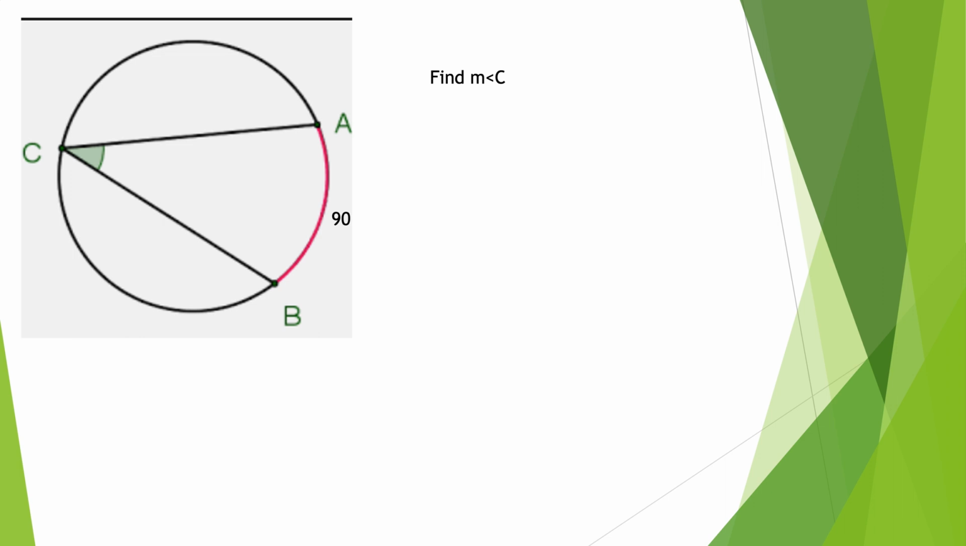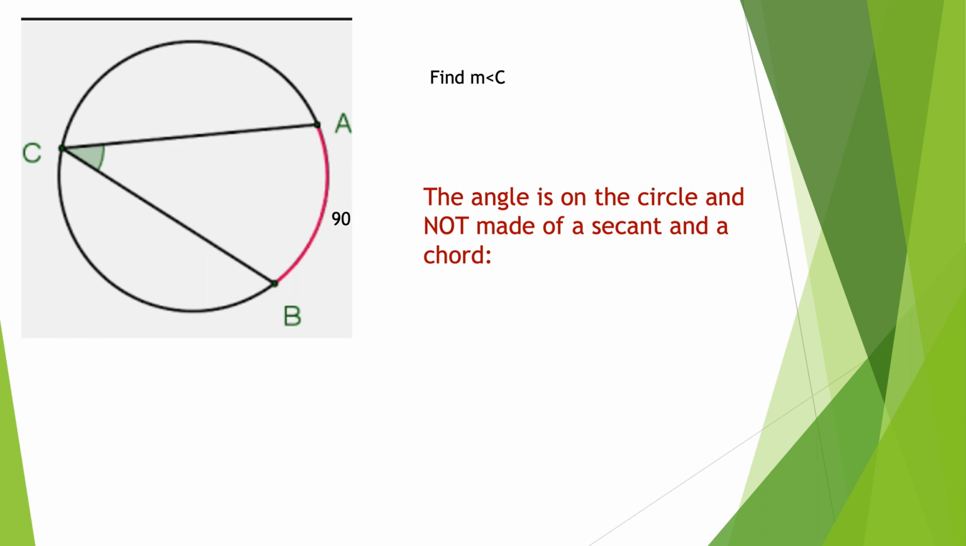Okay, so angle ACB is an inscribed angle located on the circle. It's not our exception. So the measure of the angle is half the measure of the arc. Half of 90 is 45.